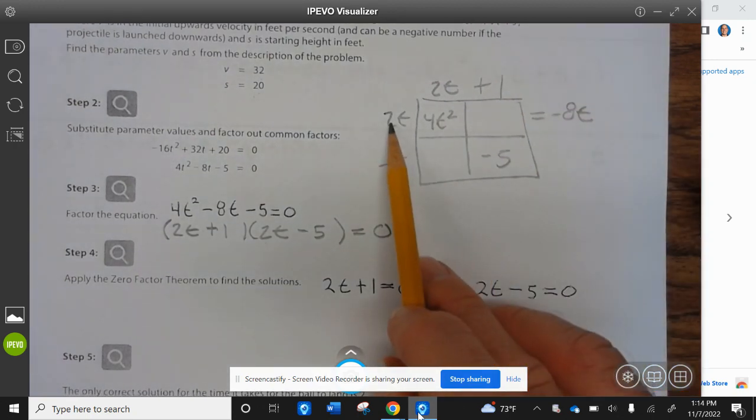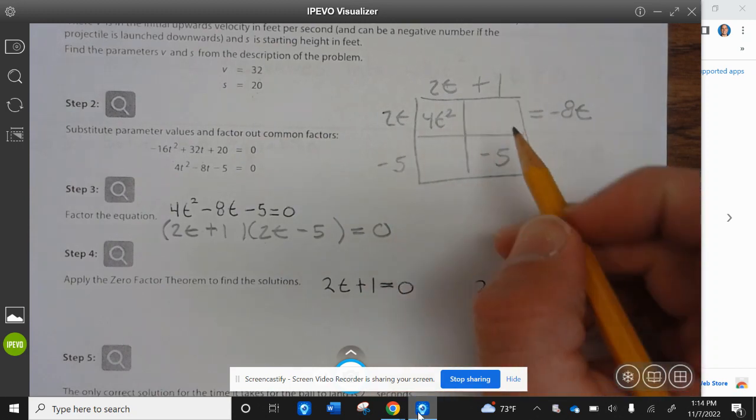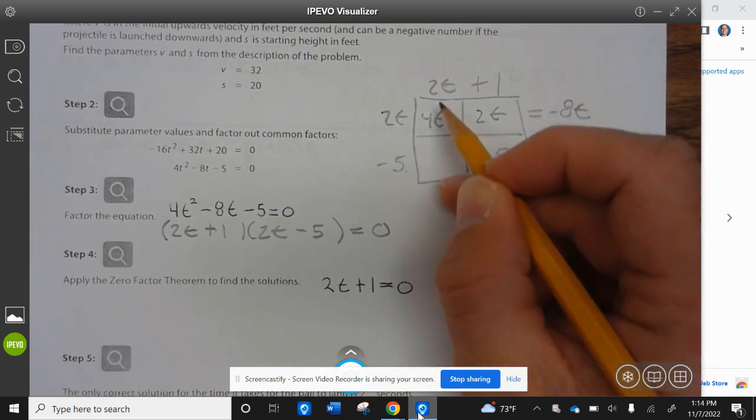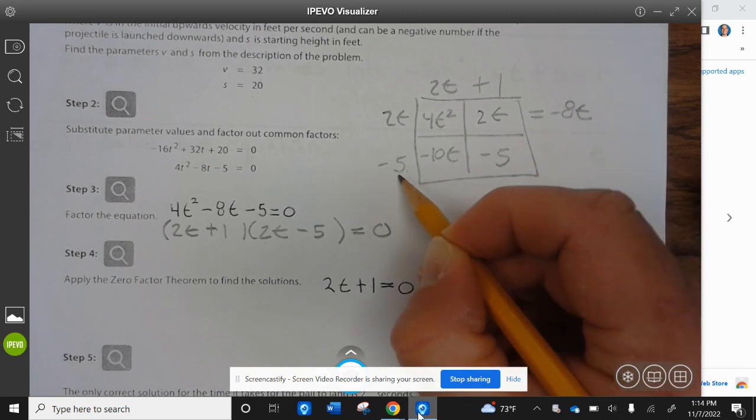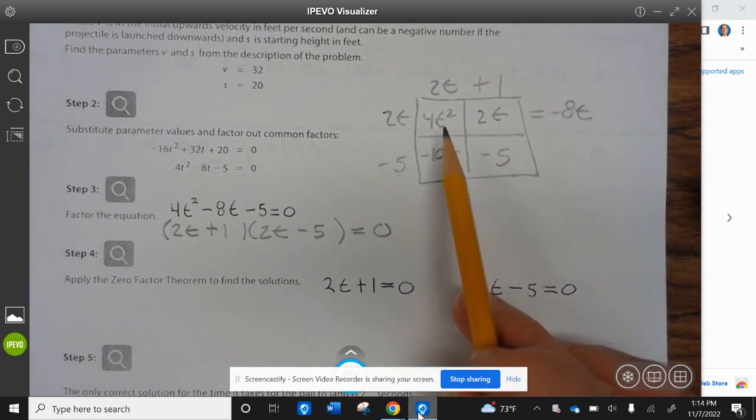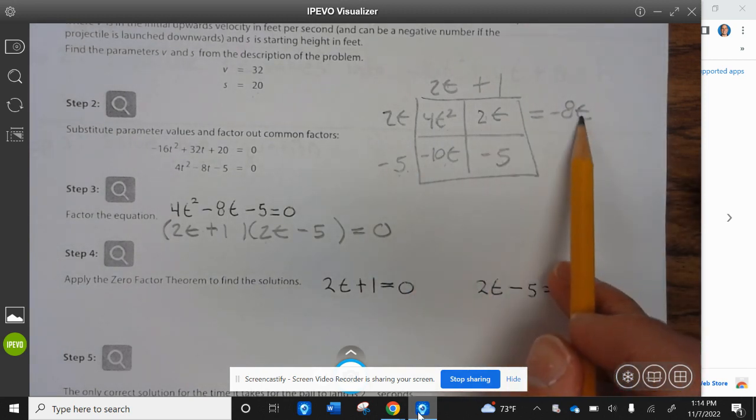All right, let's make sure this works. 2t times 2t is 4t squared. 2t times 1 is 2t. Negative 5 times 2t is negative 10t. Negative 5 times 1 is negative 5. The 2t and negative 10t combine to be negative 8t, so this works.